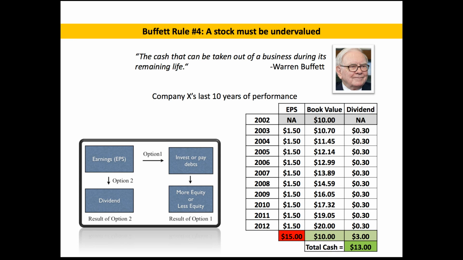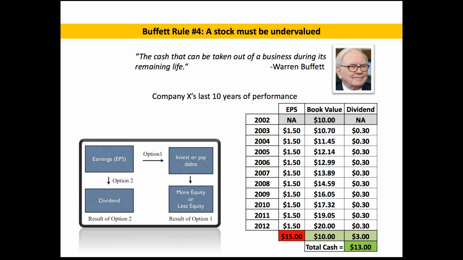So when we see that, we look at how the book value changed from 2002 to 2003. The book value increased by 70 cents. Okay? And then we look at the dividend, and they paid a 30-cent dividend. So if we look at how much money that EPS turned into, 70 cents was added to the book value, and 30 cents was paid as the dividend, and 50 cents just disappeared.